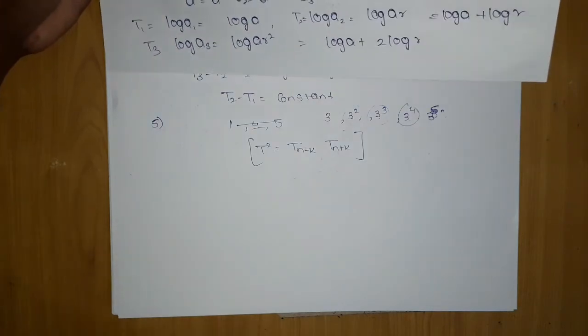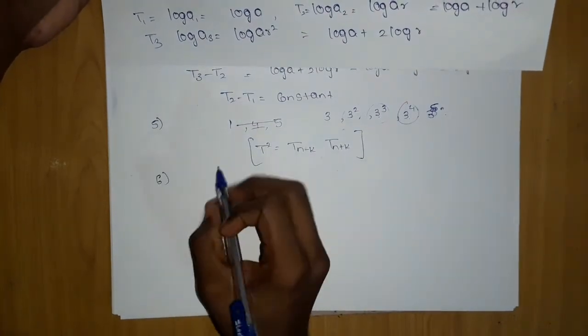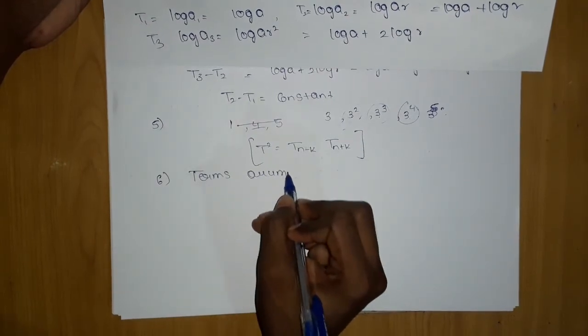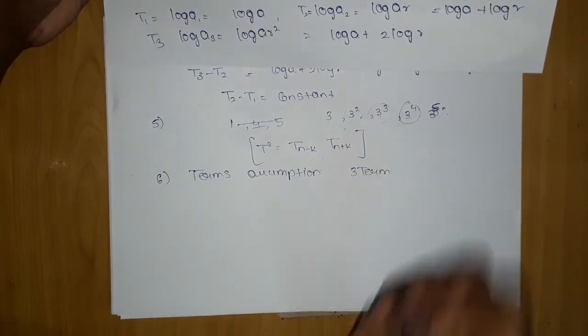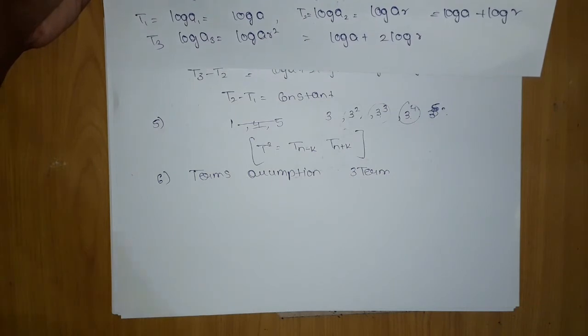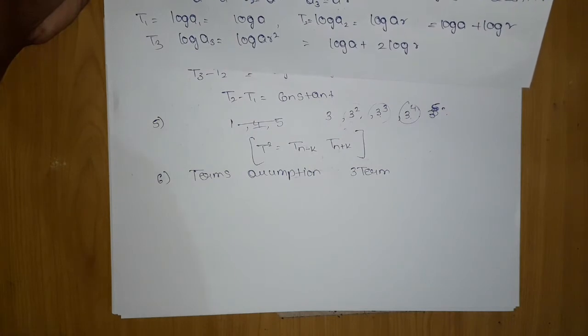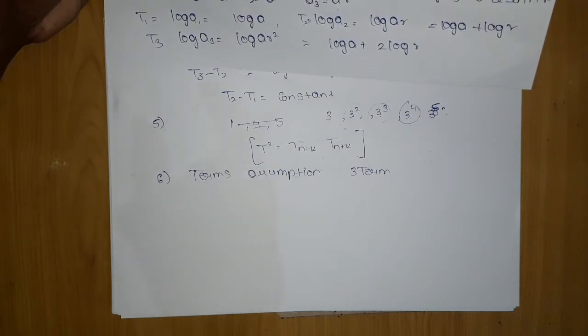Now the last thing I will teach you is the sixth property, which states terms assumption. For three terms, the difference when we divide will not be 2r. If there is an even number of terms, it should be 2r, and if there is an odd number of terms, r square. In AP, what I told is that if you take an even number of terms and subtract, you should get 2d, and similarly if odd number of terms, if you subtract two terms, you should get d.